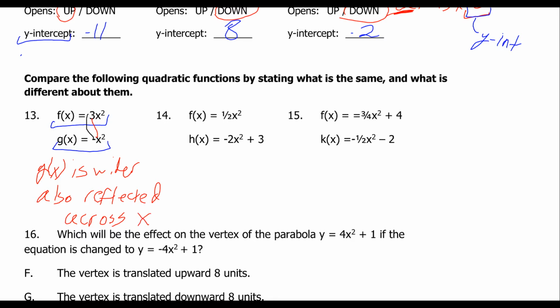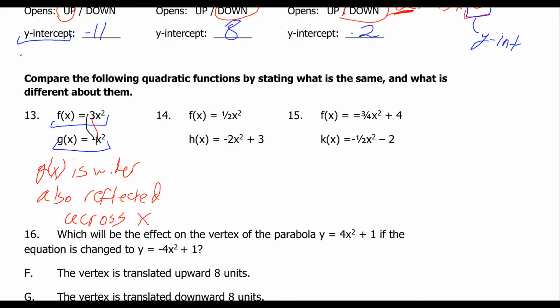So g of x is wider because the number in front of the x squared is smaller in magnitude, because it's just a 1. So the number on front of the x squared is smaller, therefore it is wider, and it is also reflected across the x-axis because the sign changed.